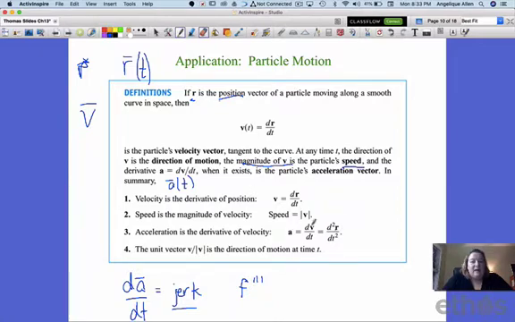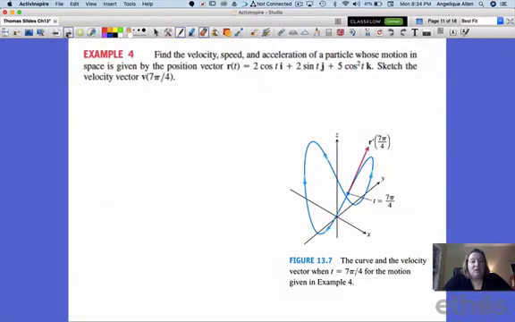All right. So notice all the notation we use here. v is dr dt, speed is the magnitude of v, a is dv dt, or the second derivative of r with respect to t. And then if we divide vector v, the velocity vector, by its own length, we get the direction of motion at time t. All of those are little formulas that they'll put into application questions.